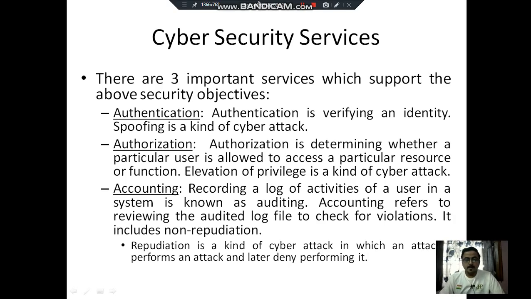Okay, and the last one is accounting. Recording a log of activities of a user in a system is known as auditing. Accounting refers to reviewing the audited log files to check for violations. It includes non-repudiation.